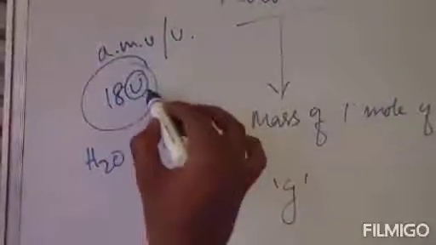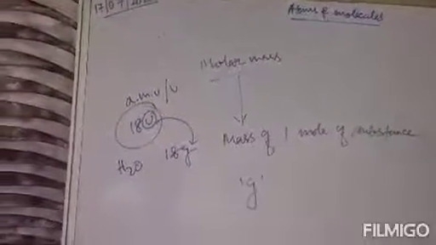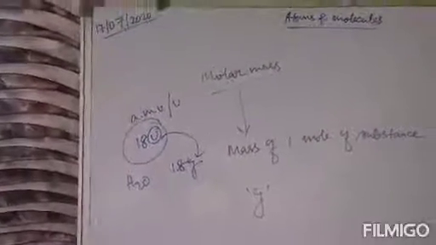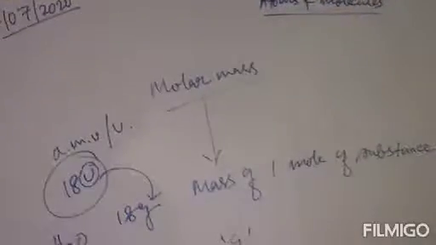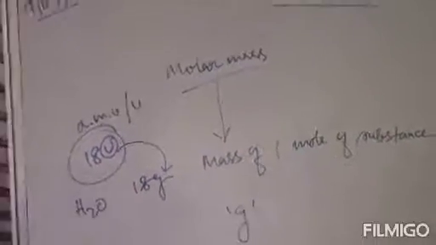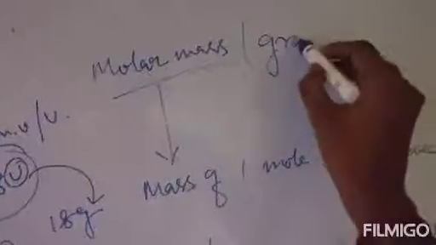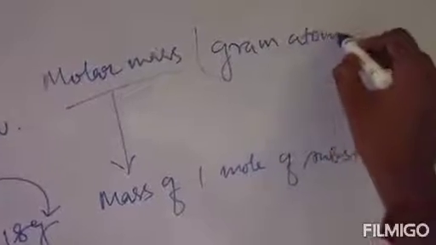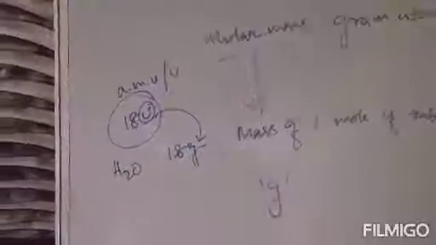That means just the symbol will be replaced. The atomic mass of water will be 18 U. But if you represent this mass in gram form, like 18 gram, it will be termed as molar mass. That means the molar mass is actually the gram atomic mass. Atomic mass when represented in gram unit will be termed as molar mass, so its other name is gram atomic mass.